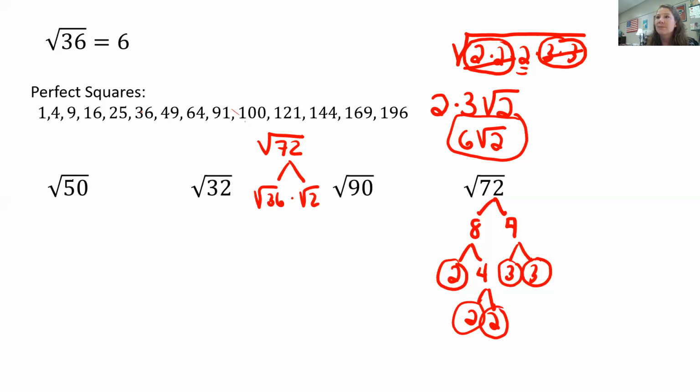36, of course, is a perfect square. Square root of 36 is 6. And square root of 2 cannot be simplified. And so that's my answer.